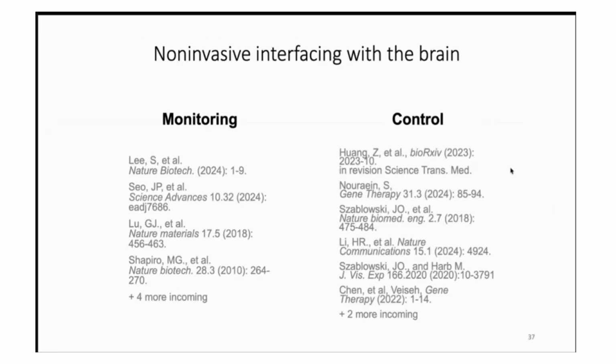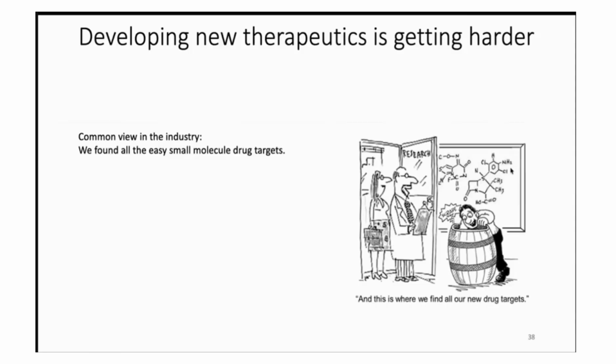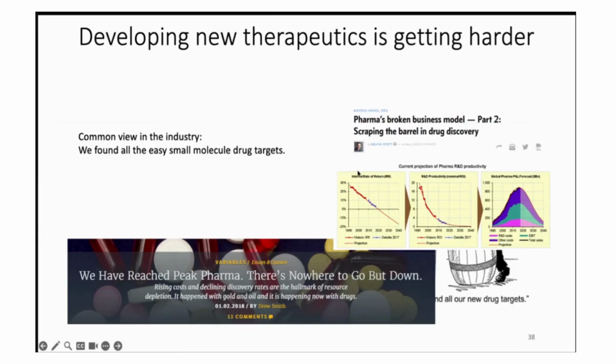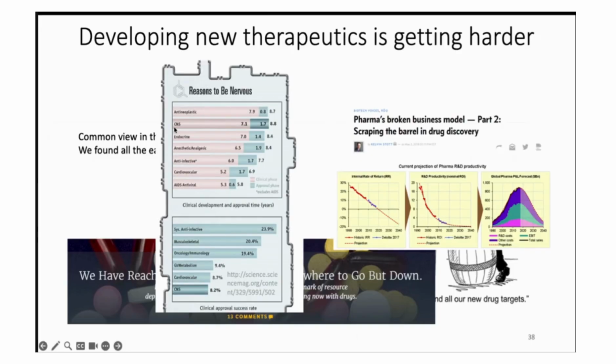All right, so we spent a lot on monitoring. I will have a few slides about control because people are usually interested in it. It all stems from this problem that making therapeutics is very difficult. So people are scraping the bottom of the barrel for drug targets. We have apparently reached big pharma. There's nowhere to go but down. We have a broken business model. And worst of all, apparently, is the central nervous system.